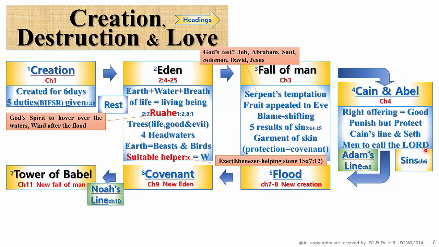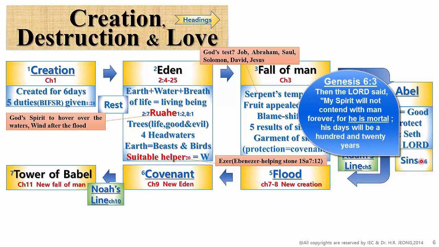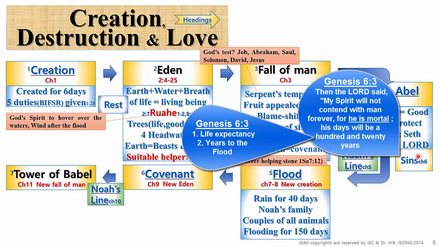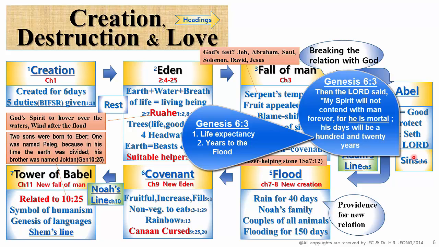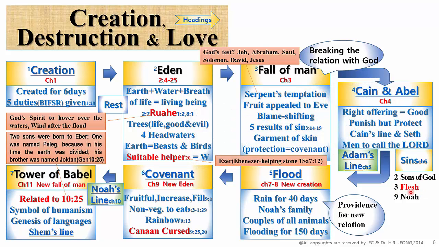"When man began to increase in number on the earth, man's wickedness became great in God's sight, and man became flesh." In chapter 6, verse 3, whose days would be 120 years? There are two ways to interpret the 120 years. The first is considering it as his life expectancy. The second is the years before the flood. However, the more important thing here is that man became flesh.